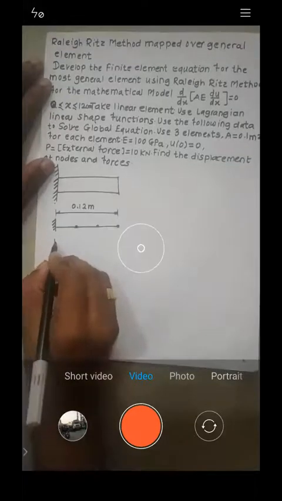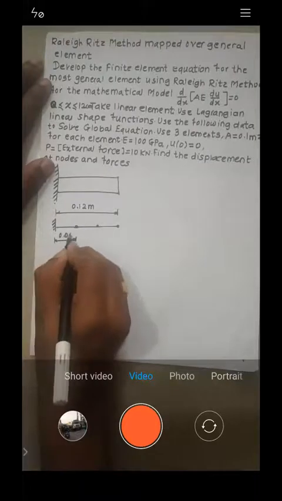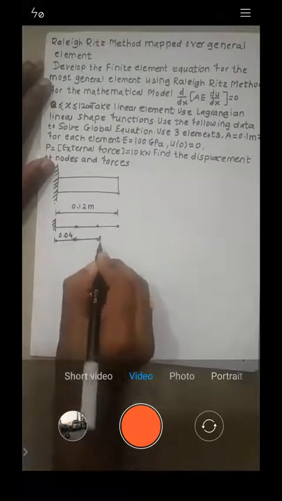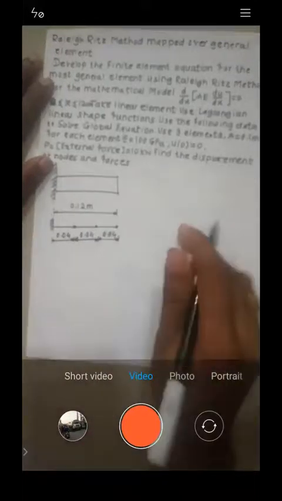Okay, it is 0.04, na? Yes or no? What is the size of each element? It is 0.04. Sir, why will we divide into 3 elements?